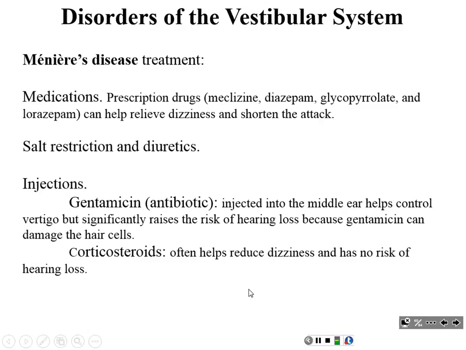Because there is a building up of the liquid of the endolymph inside the semicircular canals and the cochlea, salt restrictions and diuretics help a lot. And also injections. You can inject an antibiotic. The injection is done in the middle ear. It helps control vertigo, but greatly increases the risk of hearing loss because the gentamicin can damage the hair cells. Or the other option is injecting corticosteroids, which usually helps reduce the dizziness with no risk for hearing loss.